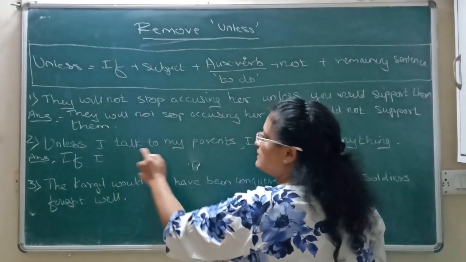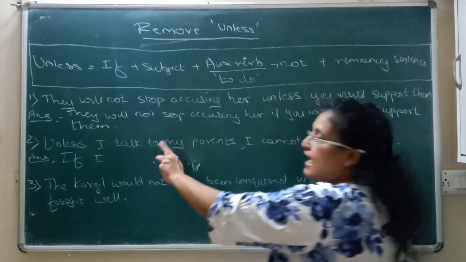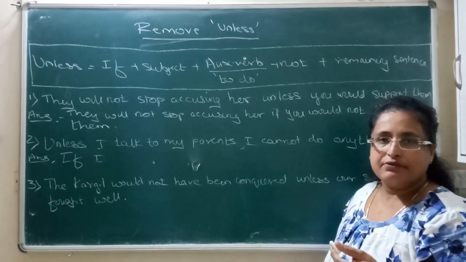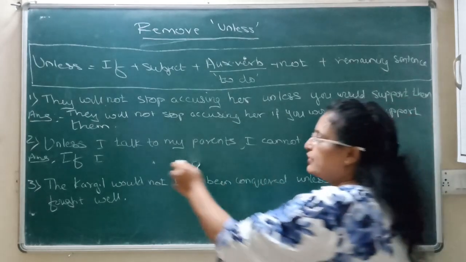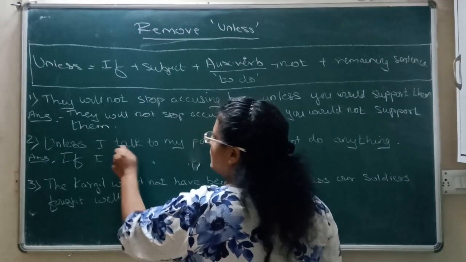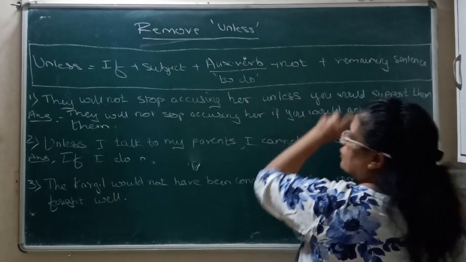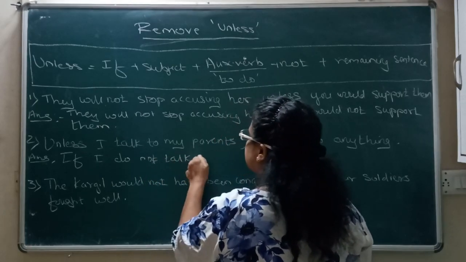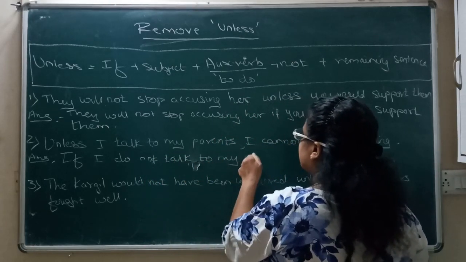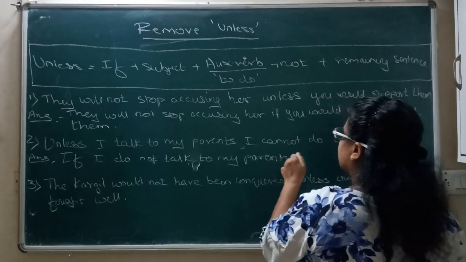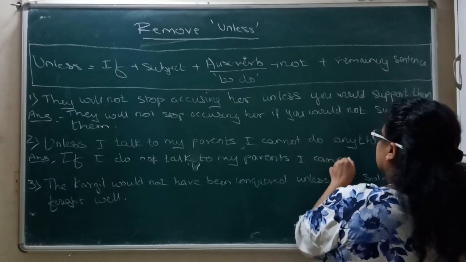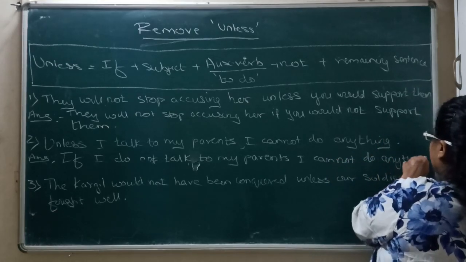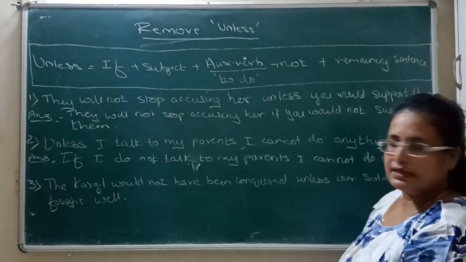Is there any auxiliary verb in this sentence? I talk to my parents? No. And the verb talk is in root verb form. Whenever the root verb is there, what is the auxiliary verb you have to use of the to do form? Do. So if I do not. See here, after the auxiliary verb you have to put not. So if I do not talk to my parents, I cannot do anything.